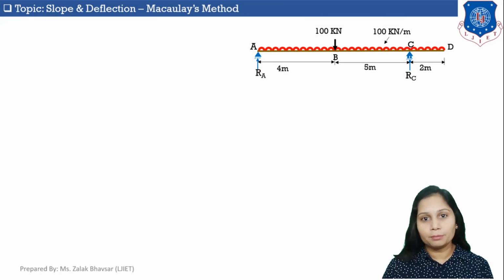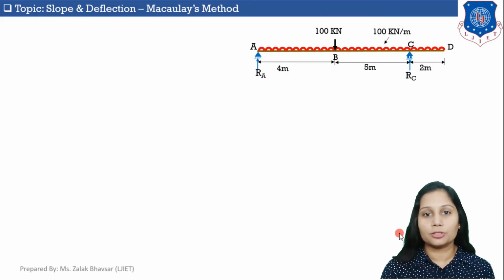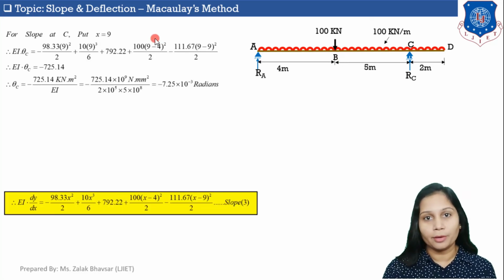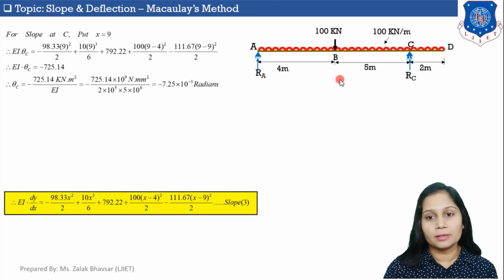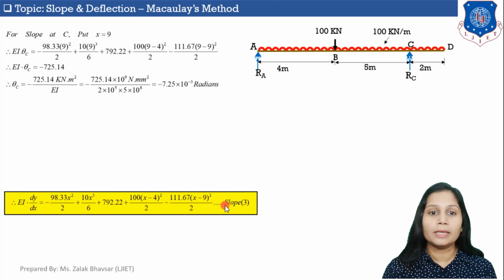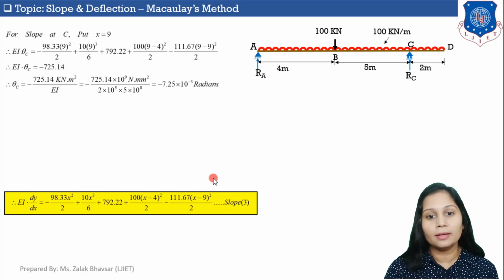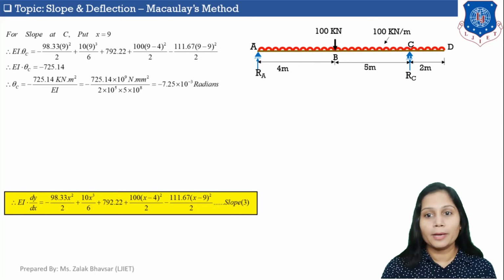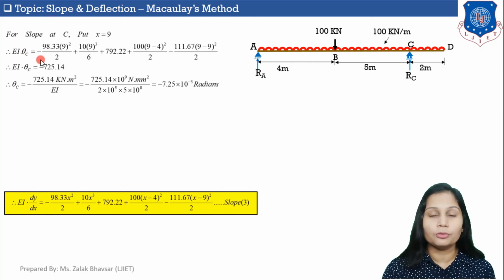So in step number 5, first we will calculate slope at point C. So for calculating slope at point C, we need to put x is equal to 9 meter in equation number 3, which is for slope. So let's put x is equal to 9 in equation number 3. So we get EI theta C. Theta C is slope at point C is equal to minus 98.33.